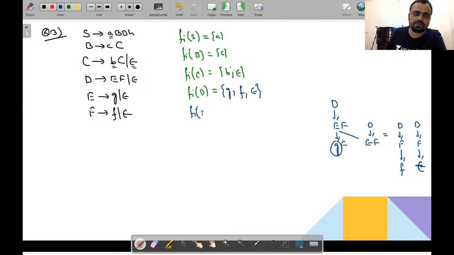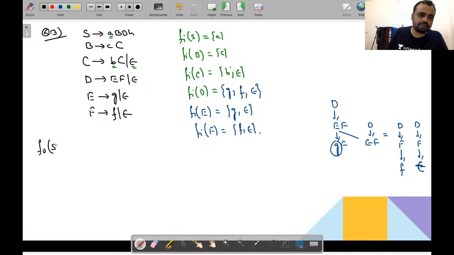Similarly, the first of E. The first of E is G slash epsilon, and the first of F is equal to F slash epsilon. Got it? So in this manner we can find out the first. Similarly, let's try to find out the follow. So first of all we are trying to find out the follow of S. On the right hand side of the production rule there is no S. So by default the follow of S will become the dollar.